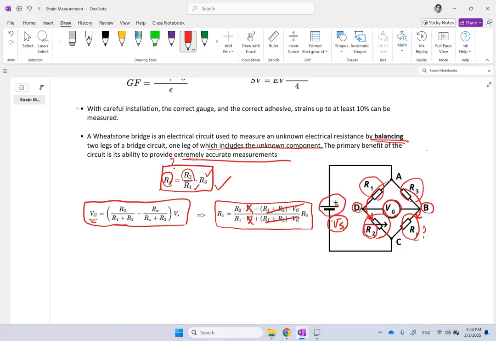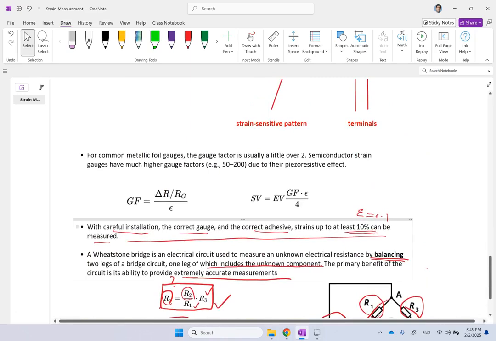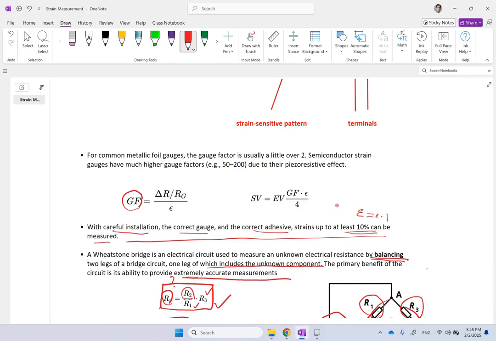Now, if you do proper installation of these gauges and you use the correct adhesive and the correct gauge and everything, you can go very small and you can go as big as 10%. So epsilon as big as 0.1, which is a very large epsilon, you are able to measure with these. Now, exactly what formula would you use? The formula is based on a parameter called the gauge factor. Gauge factor is the change in the resistance of that resistor divided by the original value of it, divided by the strain.